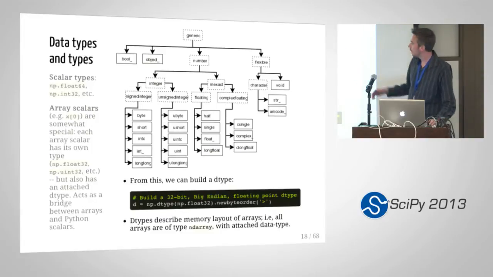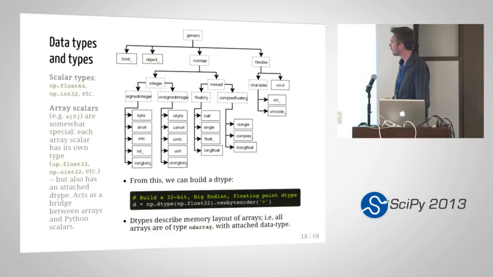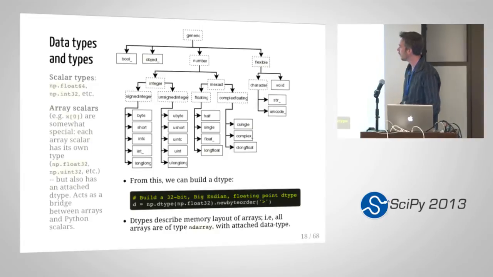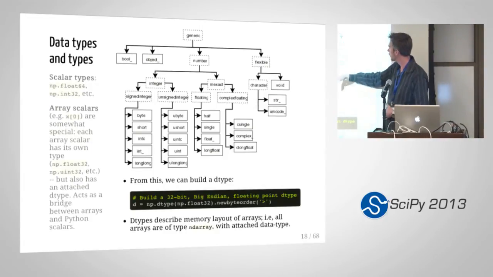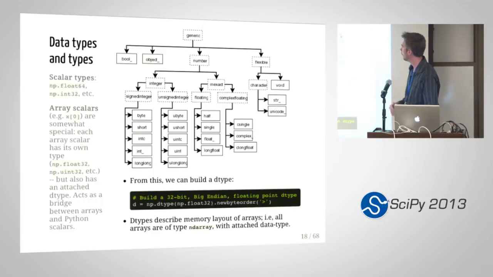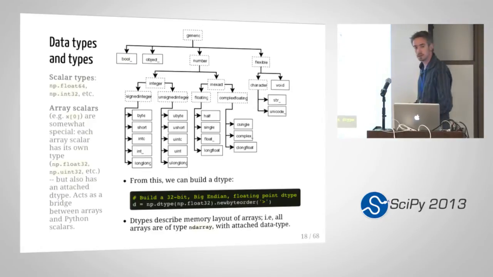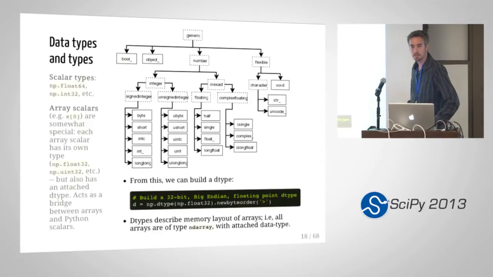If you look at this hierarchy, you'll see that there's the generic scalar, and then it branches out into all the different kinds. On the one side, we've got our integers, and then the floating point numbers, and over here, the slightly more unusual ones of string and Unicode and so forth. You might miss some familiar names like np.float32, np.float64.